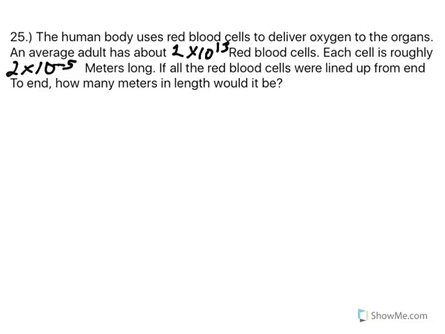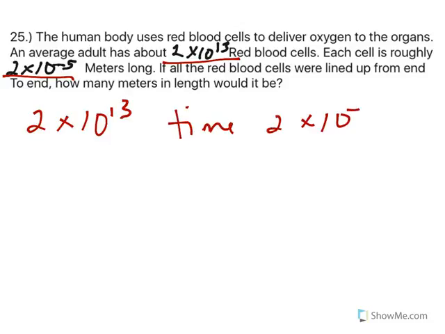The human body uses red blood cells to deliver oxygen to the organs. An average adult has about 2 times 10 to the 13th red blood cells. That's how many you have. That's the total number. Each of those is 2 times 10 to the negative 5th meters long. So this is how many you have, this is how big each one is. So if you put them all together, how many meters would that be? So if we have 2 times 10 to the 13th times 2 times 10 to the negative 5th, how long would that be? So multiply.